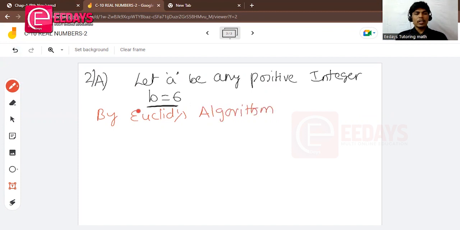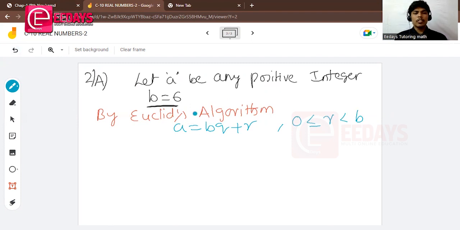By applying Euclid's algorithm, what is Euclid's algorithm we learned about? We learned A = BQ + R, where 0 ≤ R < B. This is what we learned. Observe carefully, guys.